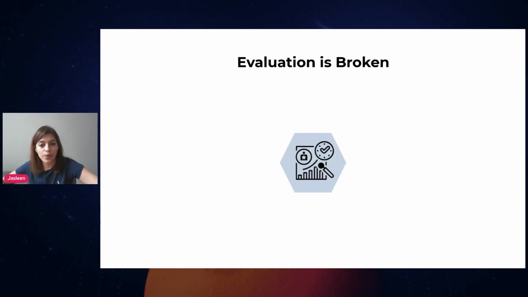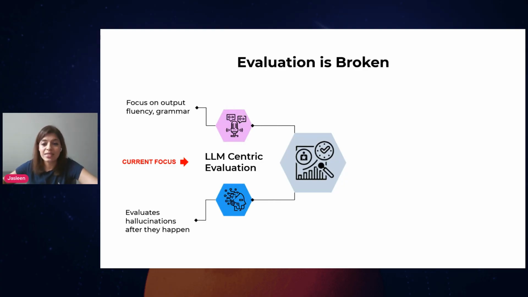Now, let's talk about evaluation and why the way we currently evaluate RAG systems is quite frankly broken. Most of today's evaluation methods are LLM centric. They focus on the final output. They measure things like fluency, grammar, coherence, maybe some light factual consistency, but often metrics like BLEU, ROUGE, or even GPT based scoring. Now, these methods tell us how good the answer sounds, not whether it's actually grounded in the right context.